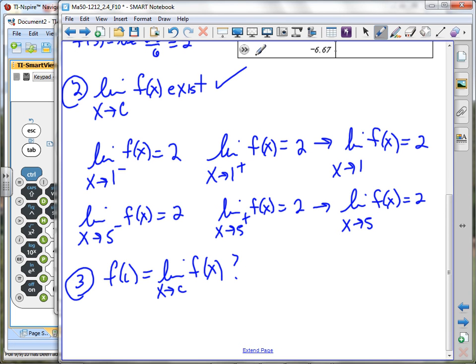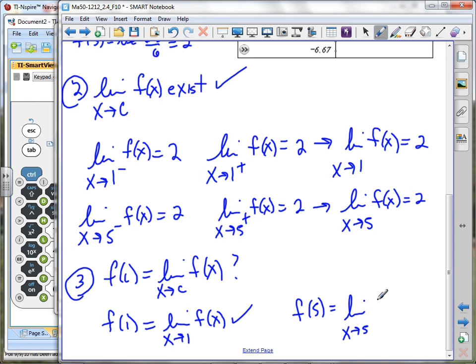Okay, by the way, we'll put a check mark because that it happens. Okay, so f of 1, is that the same thing as the limit as x approaches 1? Yes. Okay. F of 5, is that the same thing as the limit as x approaches 5? Yes, they're both 2's, right? We got it. Is it continuous?